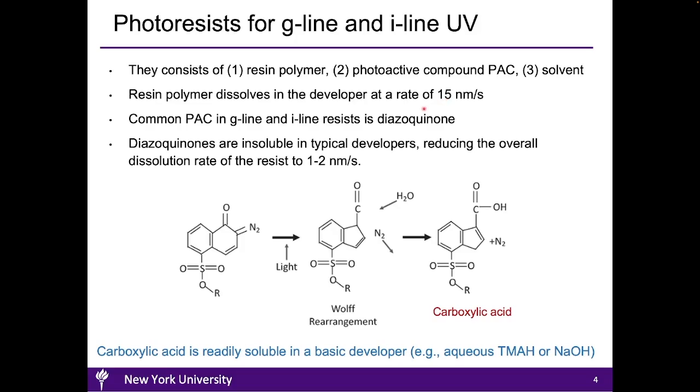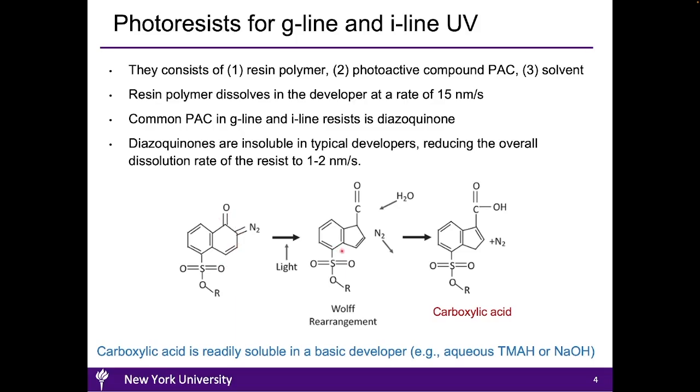The common PAC molecule in a G-line and I-line resist is diazoquinone. Specifically, diazoquinones are insoluble in typical developers, therefore reducing the overall dissolution rate of the photoresist to 1 to 2 nanometers per second. Upon exposure, however, the diazoquinone molecule undergoes a structural change.